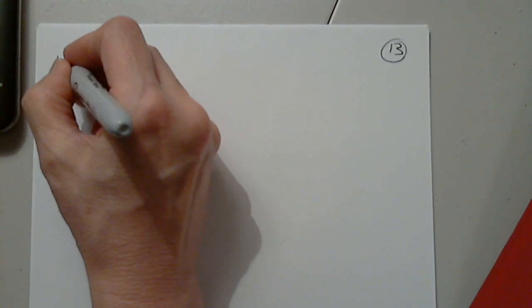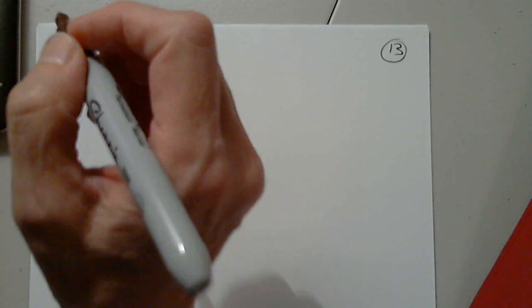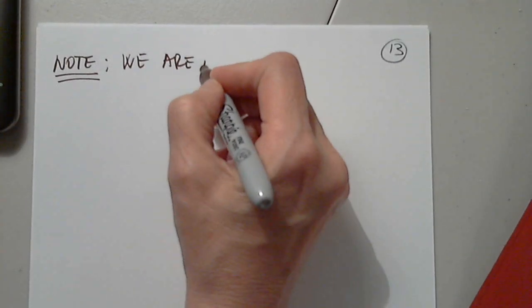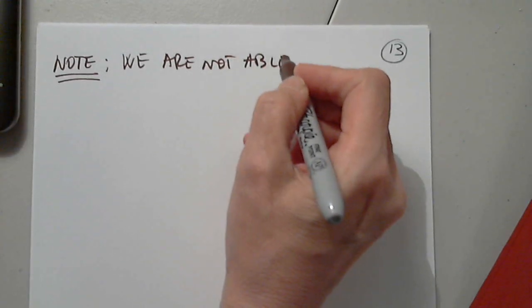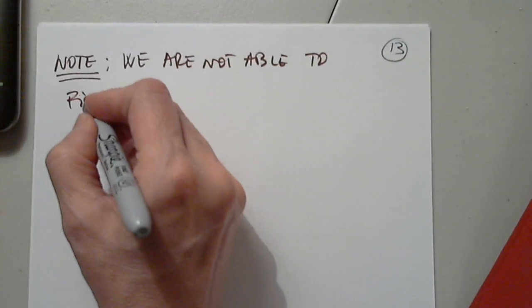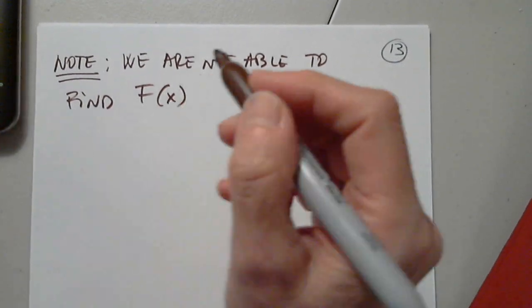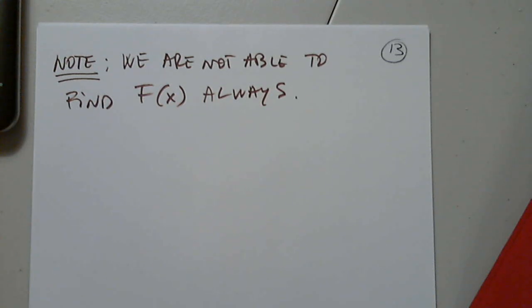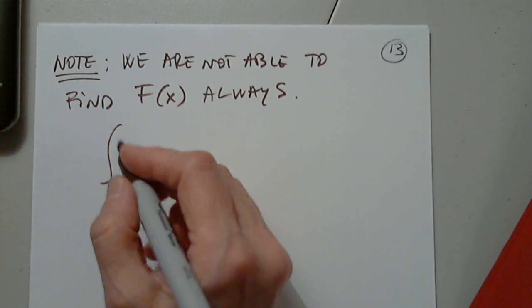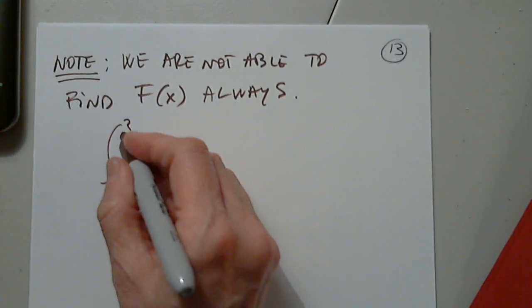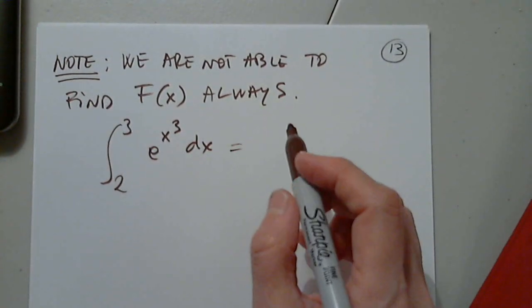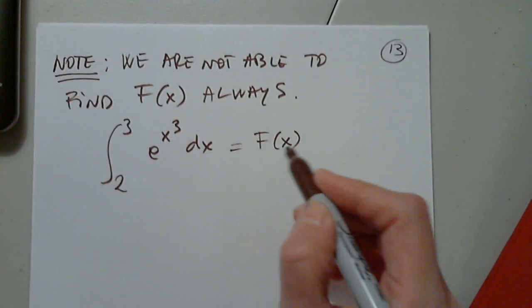So here's a note for you. We are not able to find uppercase F of x always. That's why we have those methods to approximate. Here's an example. The integral from 2 to 3 of e to the x to the third dx, no human being can find the uppercase F of x.